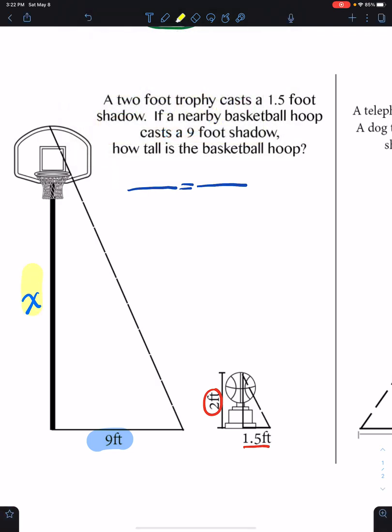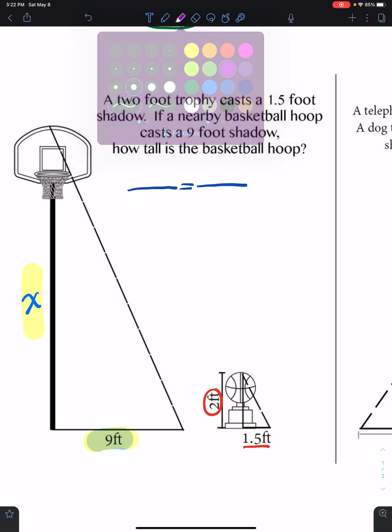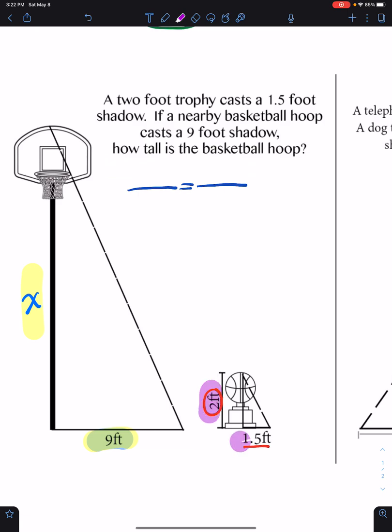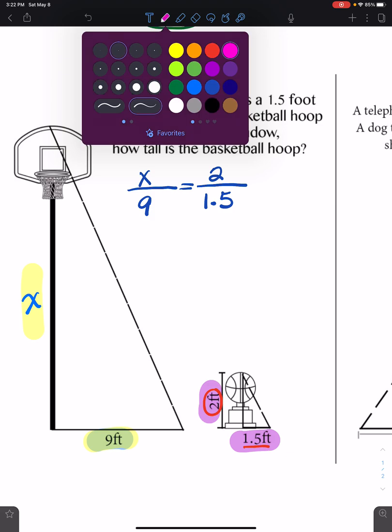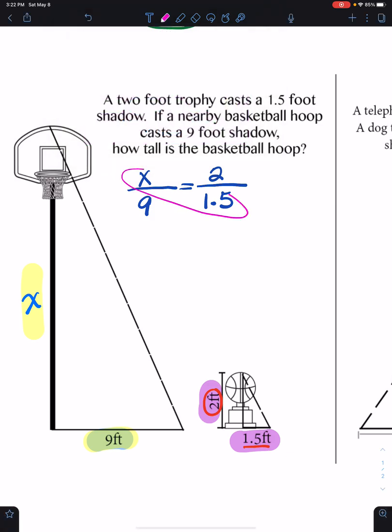So I'll do basketball hoop height over basketball hoop shadow. And then I'll make that equal to trophy height over trophy shadow. So I'm going to do height over shadow equals height over shadow. And just make sure you set them both up the same way. If you do height over shadow and then switch to shadow over height, you're going to get it wrong. So just be consistent. So we're going to do cross products again, where we multiply across.